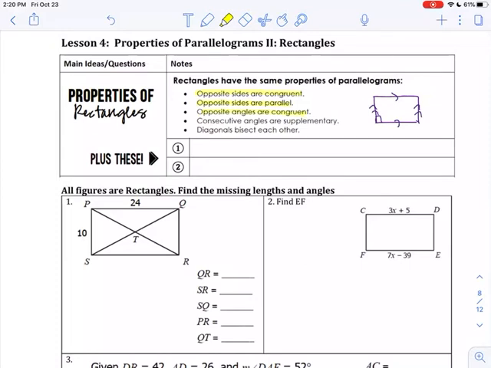So all the properties that we learned about parallelograms yesterday are true for rectangles also. They have opposite sides congruent, they have opposite sides parallel, they have opposite angles congruent, the consecutive angles are supplementary, and the diagonals bisect each other. Plus, the rectangle has 2 other properties. The first one is important. The diagonals are congruent. That is a frequent question on the Regents. So a rectangle has congruent diagonals.